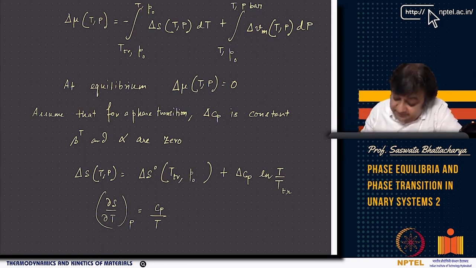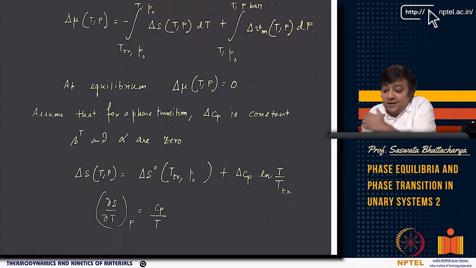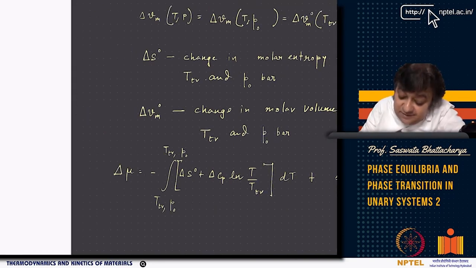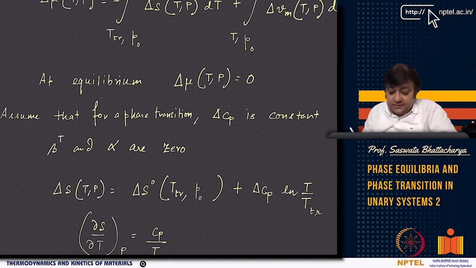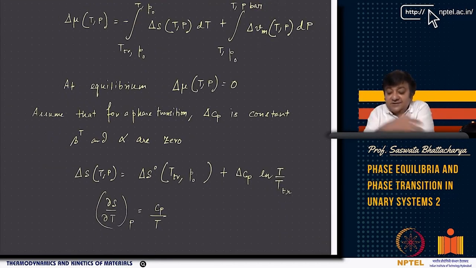Now in that case, I can write delta S(T,P) equals delta S0 at the transition temperature and at P0, plus delta Cp times ln(T/T_tr), right? So that is your delta S(T,P). You require the delta S(T,P) information, and this is how I am defining it. Delta S0 is the change in entropy at standard state, which is a function of the transition temperature and P0, and then there is this delta Cp term with ln(T/T0), right? Why this ln(T/T0)?